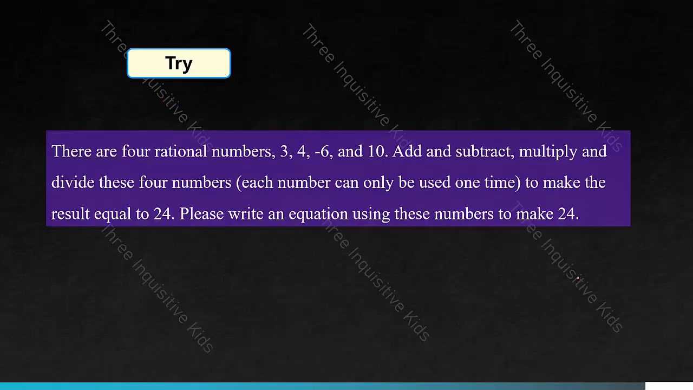There are 4 rational numbers, 3, 4, -6, and 10. Add and subtract, multiply, and divide these 4 numbers. Each number can only be used one time to make the result equal to 24. Write an equation using these numbers to make 24. So if you come up with an answer, you can put your answer in the comments below and we will look at it. Let's share what solutions we have.